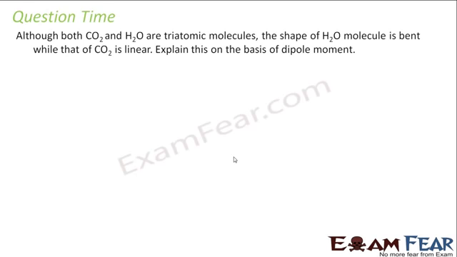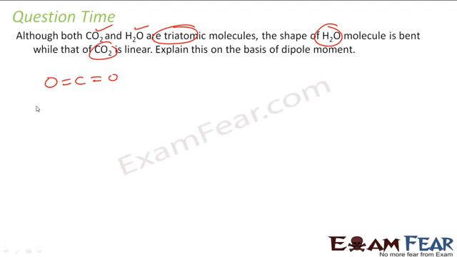The question says although CO2 and H2O are triatomic molecules, the shape of H2O is bent and CO2 is linear. We explain this based on the dipole moment. Using VSEPR also we can explain. We'll explain using both. You take carbon, this is the shape, CO2.